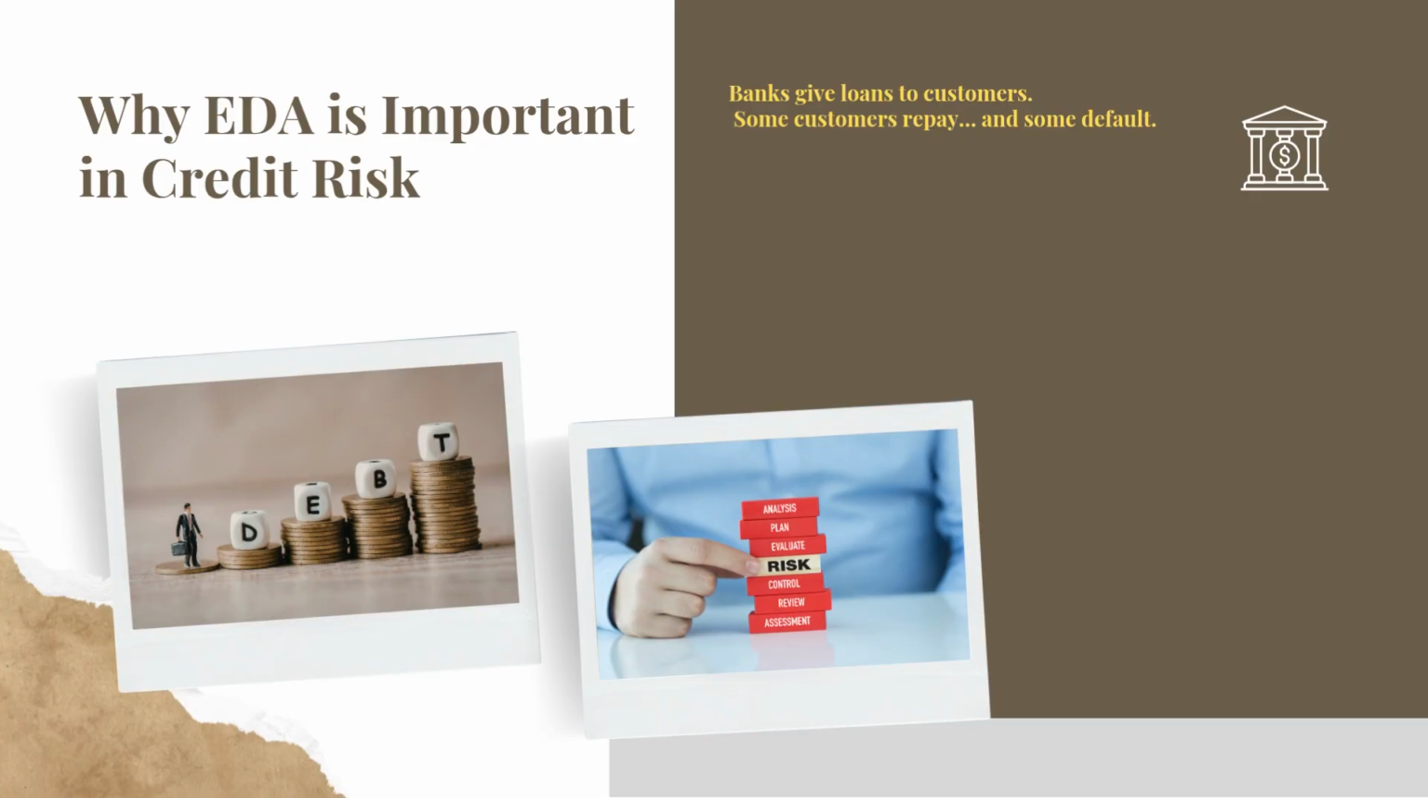In credit risk modeling, we are not just working with data, we are dealing with money, loans, and risk. To identify the risky customers, EDA helps us discover patterns in the data. For example, customers with low income may default more, and customers with high credit utilization may be riskier. These patterns come from EDA, not from the model.